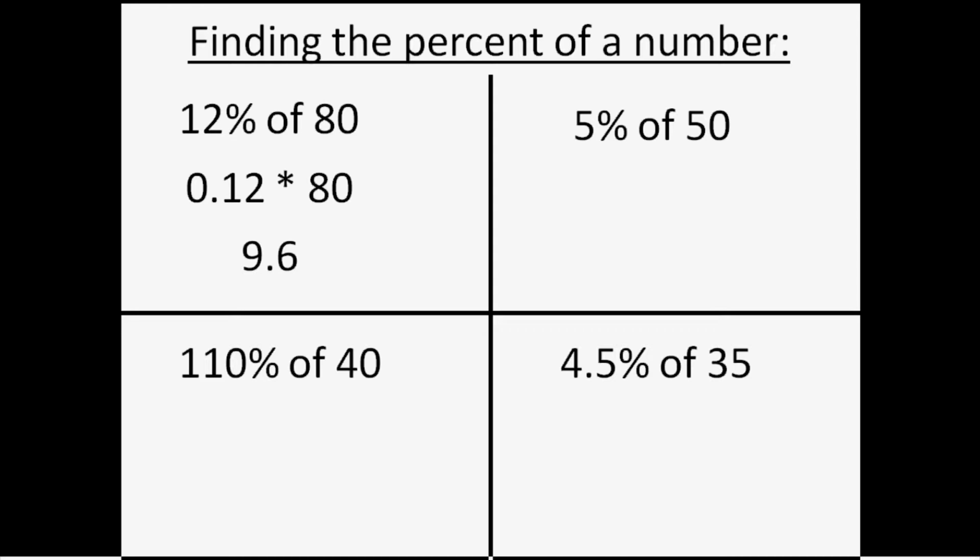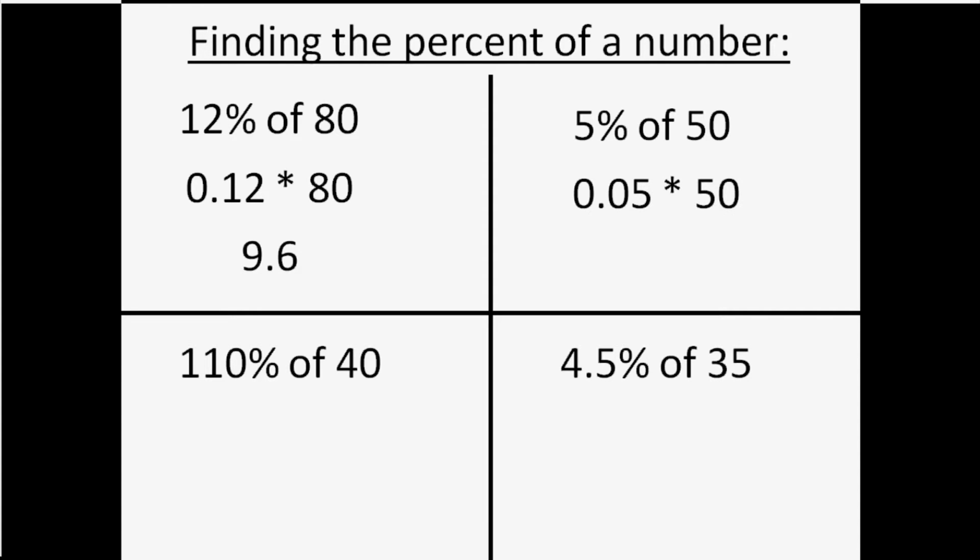This first one, 5% of 50 would be rewritten as 5 hundredths, 0.05. Remember, the decimal always slides 2 places to the left. So when you work that out, you get 2.5.